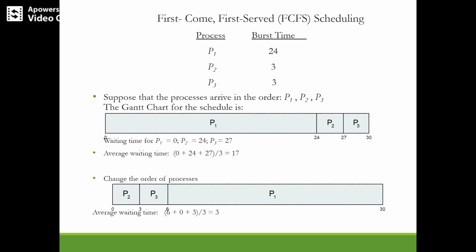So let's come to the first kind of scheduling algorithm, that is the first come first serve scheduling. It is the simplest algorithm, and it is first come first serve. That means with this scheme, the process that requests the CPU first is allocated the CPU first.